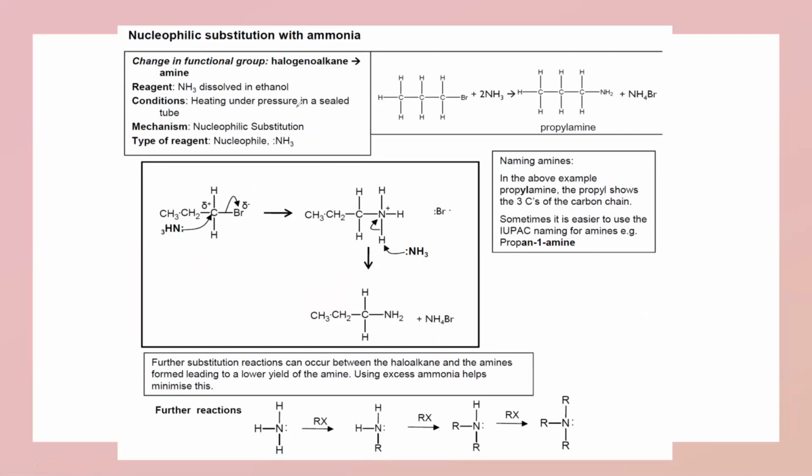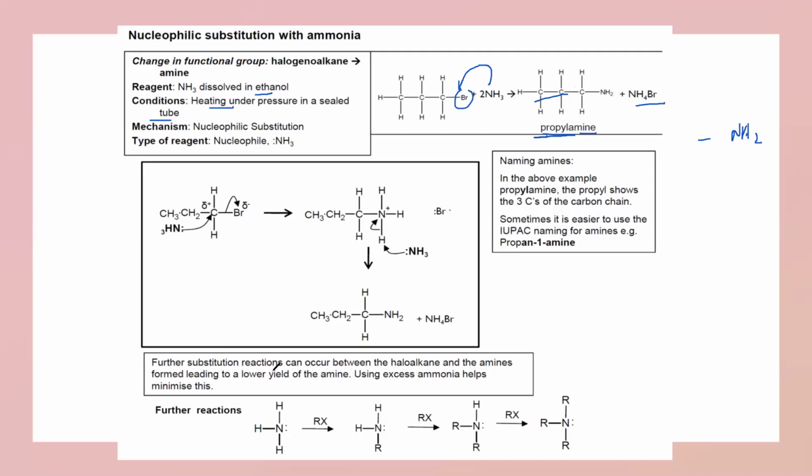So when ammonia is dissolved in ethanol, this is an alcoholic medium. When we heat under pressure, it should be a sealed tube. So what happened? Ammonia displaces this halogen and forms ammonium bromide. And here how we name this is called amine. Amine group means when an NH2 group is attached to carbon, we call that amine. Because there are 3 carbons, it is propyl, it's a branch, and the amine group is there, that's why it is amine.